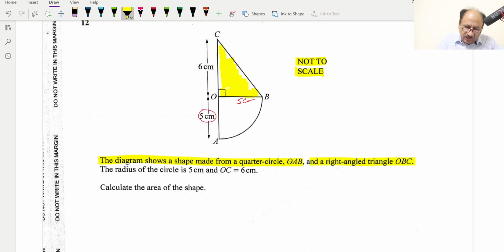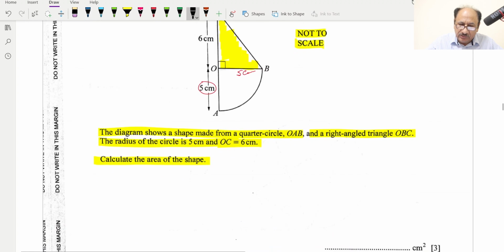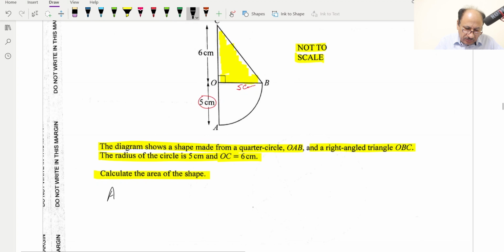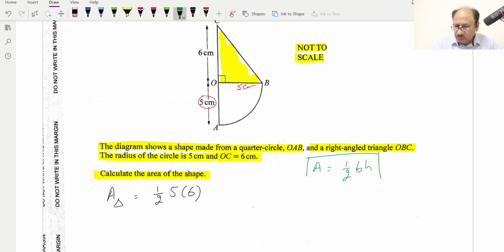And what is our task? OC is given as 6. The task is to calculate the area of the shape. So two shapes are given, and we have to find the areas of these two shapes and add them. Area of triangle is 1 by 2 into base into height, where base is 5 and height is 6. It is always better to mention the formula so that you can get marks for the formula. So this will be 30 divided by 2, which is 15. So 15 centimeters square will be the area of the triangle.